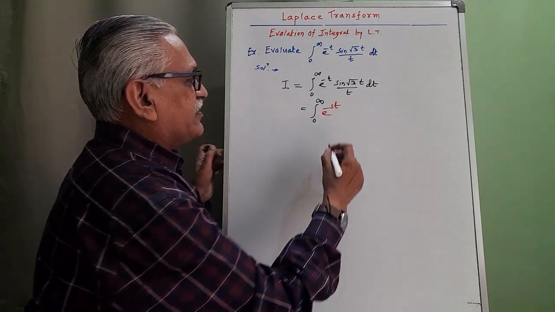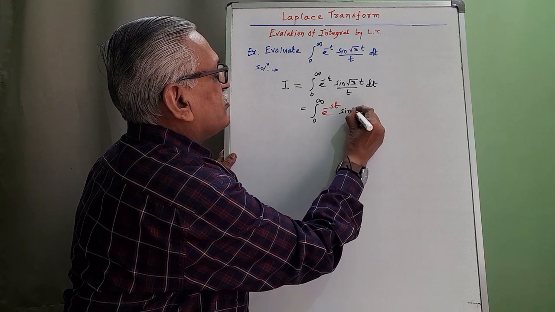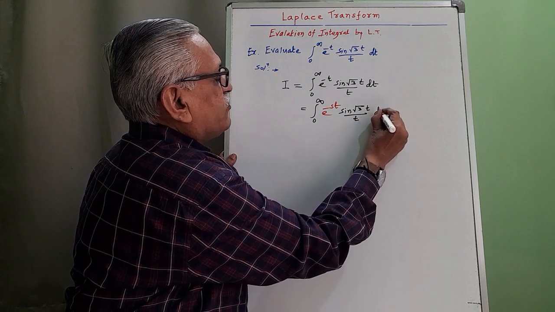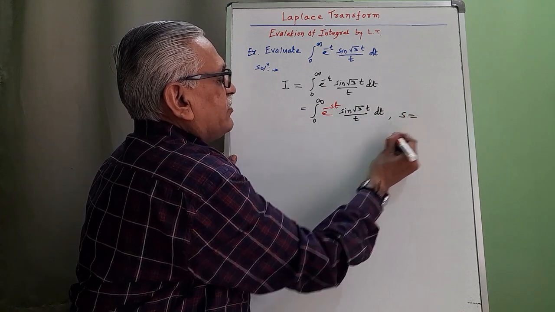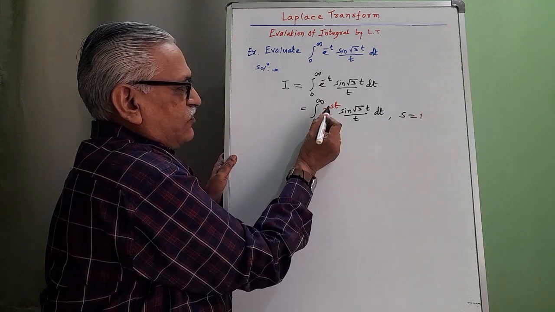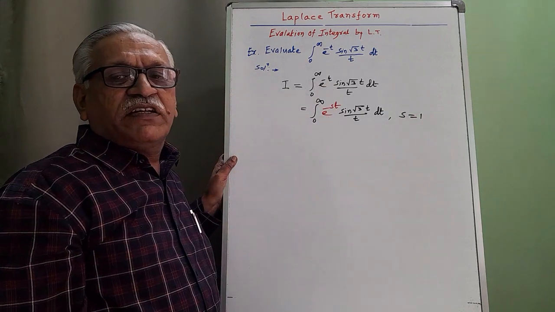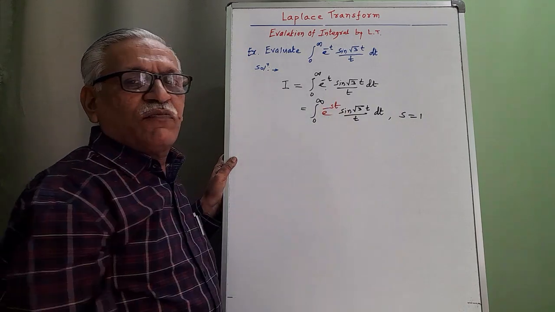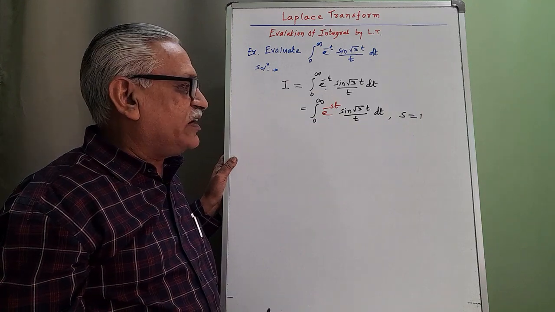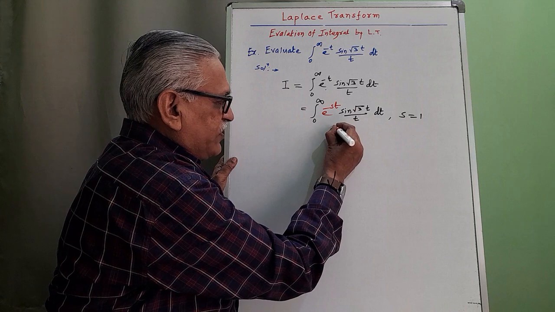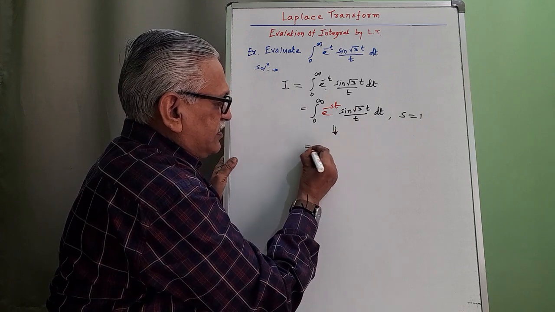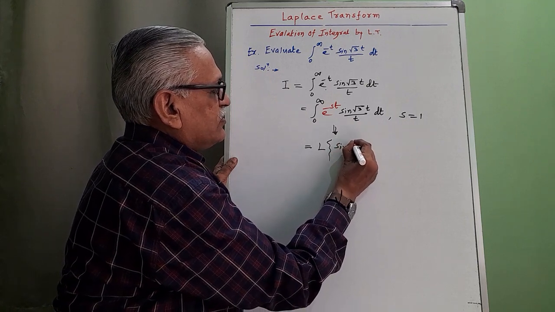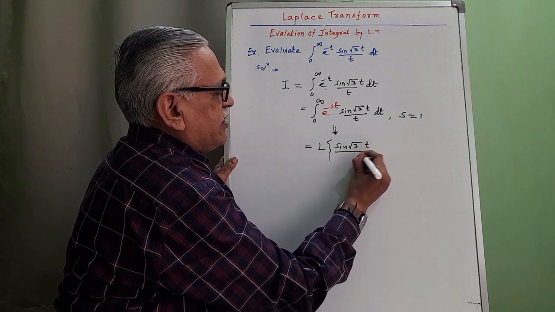into the remaining term as it is, that is sine of root 3 times t divided by t, and its integration with respect to t, where s is equal to 1. Therefore, if we put s equals 1, we get once again that term e raised to minus t. Means this integral we are converting into the form of the standard or elementary result of Laplace transform. And as per the definition of Laplace transform, this term is nothing but the Laplace transform of sine of root 3t divided by t.